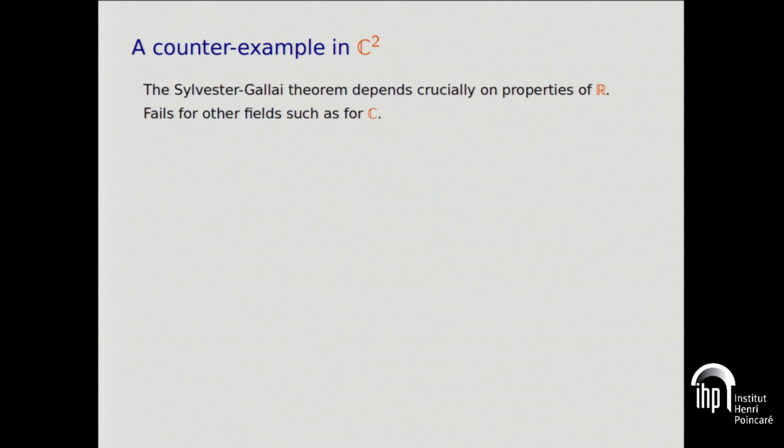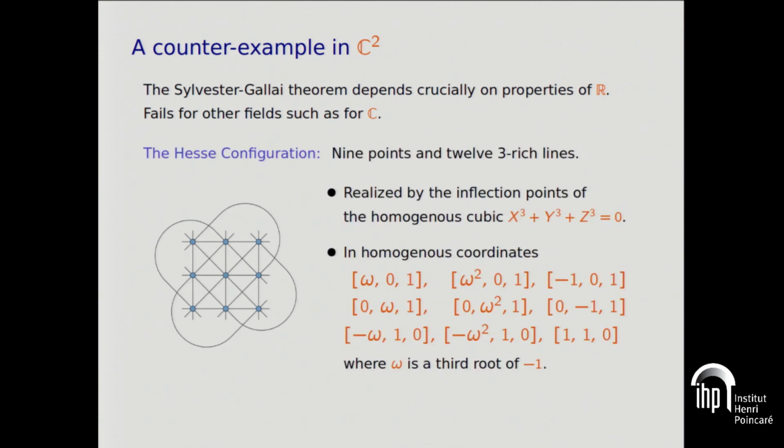Good. So you can also talk about the same thing over complex numbers, but it turns out the theorem itself doesn't really generalize to the complex numbers because of the following configuration. This is called the Hesse configuration. You can look at it as the inflection points of a cubic curve, and it turns out you have 9 points and exactly 12 lines, and all of them are 3-rich. You can embed this in the complex plane by using these coordinates, or the inflection points of any cubic. So this shows that the Sylvester-Gallai theorem by itself doesn't generalize to the complex numbers.